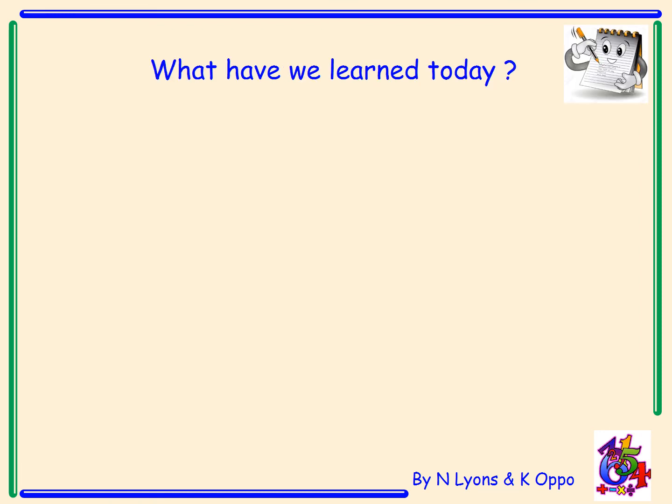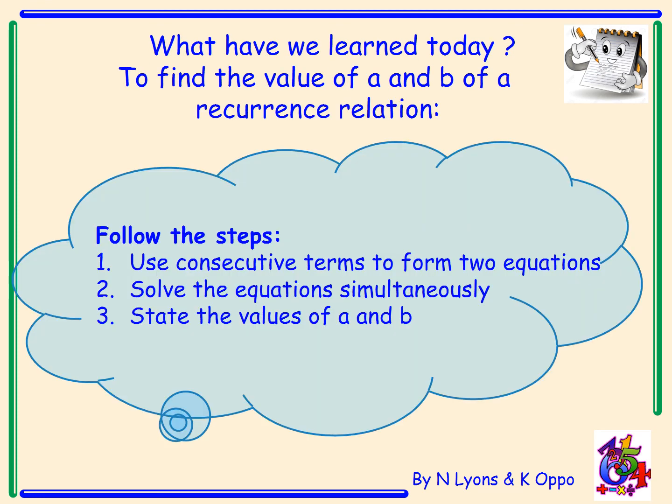So what have we learned today? To find the value of a and b of a recurrence relation, we need to follow some key steps. Step 1, we use consecutive terms to form two equations. Step 2, we solve the equations simultaneously. And step 3, we clearly state the values of a and b in our final answer.